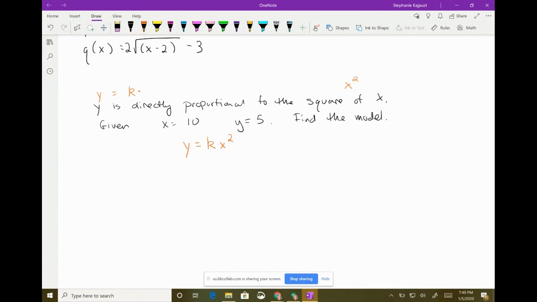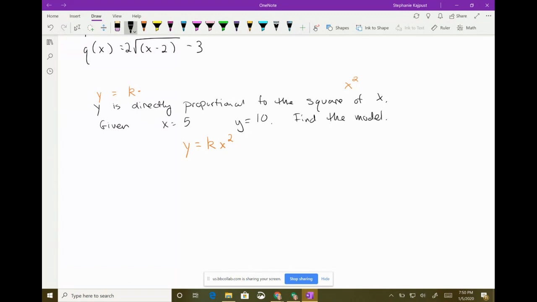When you're finding the model, you need the equation with a number for k. So we need to find k by plugging in what we have for x and y. I'm going to flip-flop x and y here. That's going to come out a little nicer. So let's make x 5, y 10.